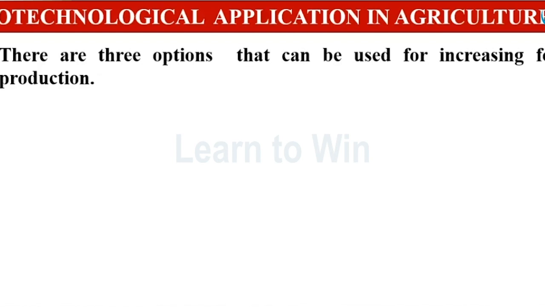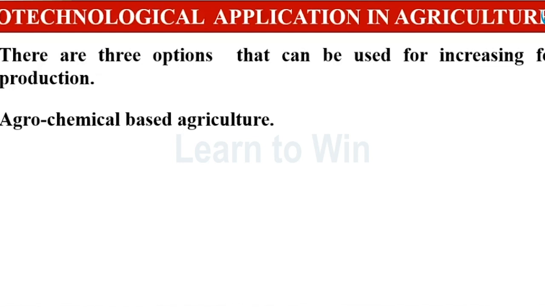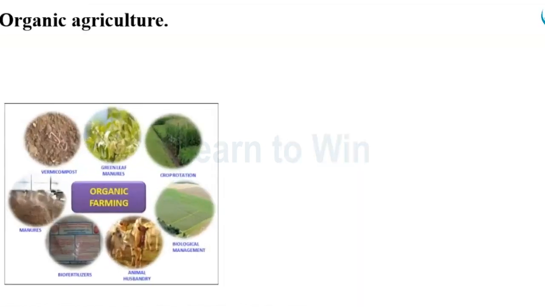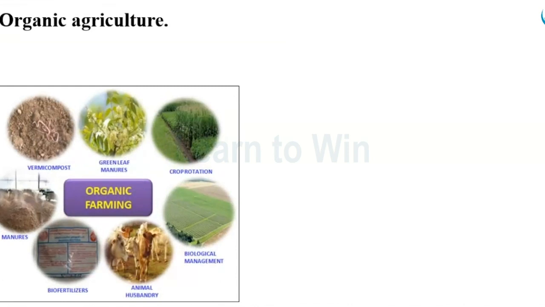So biotechnology can be used for increasing food production. One, it can be used in agrochemical based agriculture, the kind of agriculture which was completely dependent on chemical products in the form of fertilizers, herbicides, pesticides, insecticides. In that field you can put biotechnology and improve agriculture. Two, you can create organic culture. Organic culture is the kind of culture where, without using any chemicals, completely by natural methods, you are producing food materials.